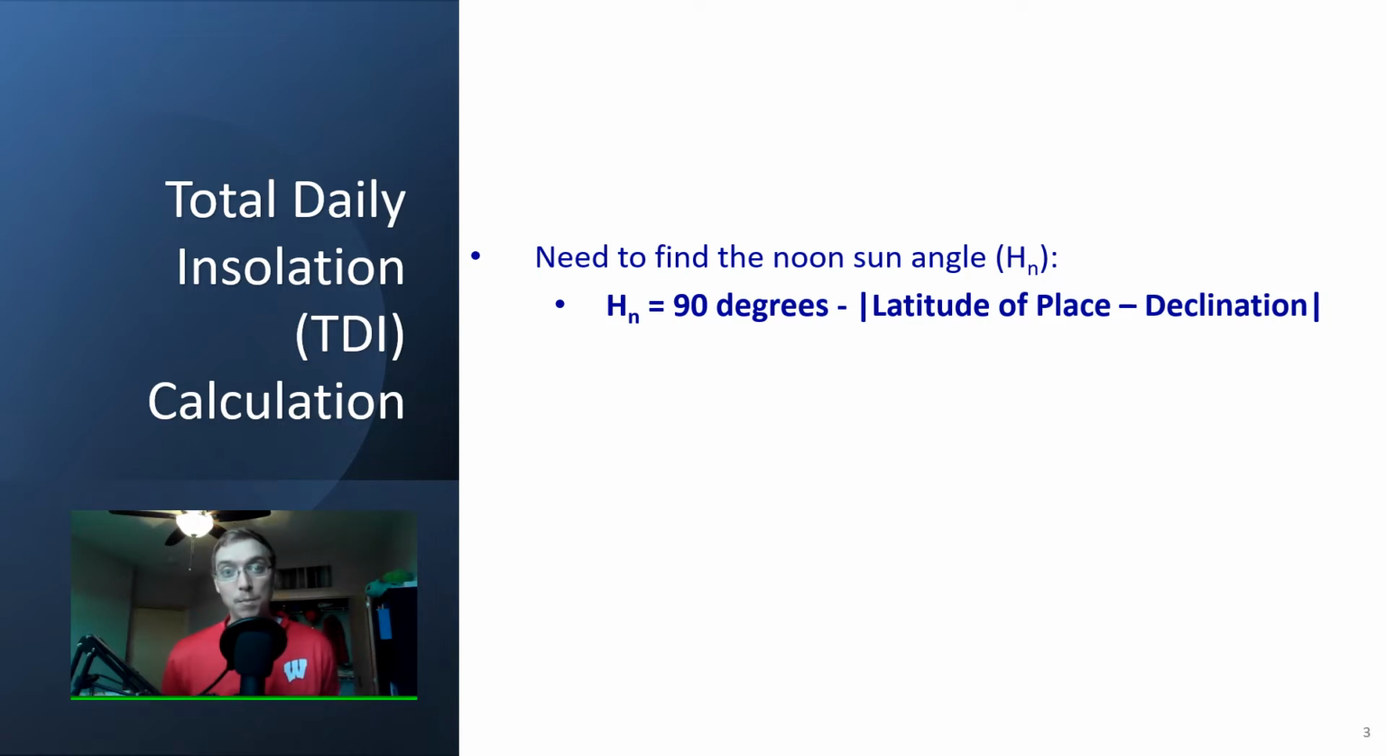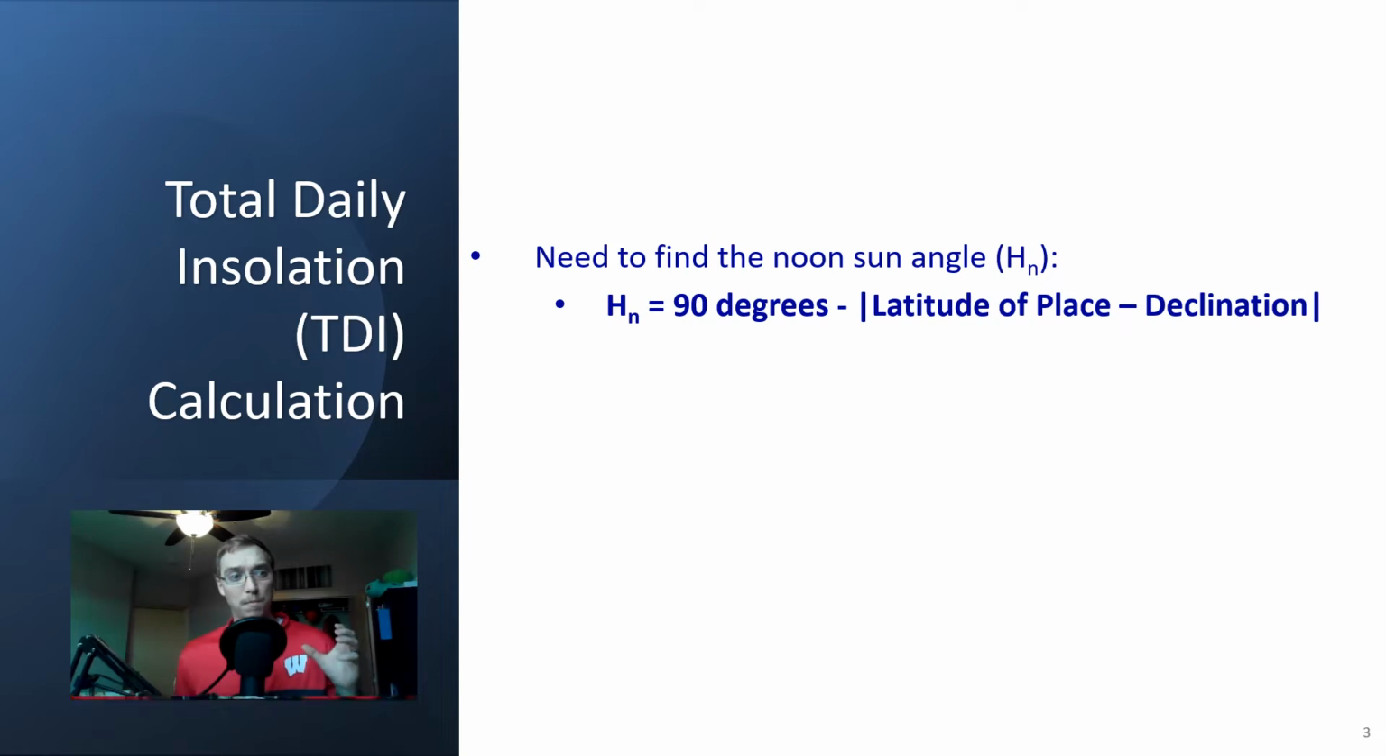The absolute value signs mean that when all is said and done, when the term within the absolute value signs has been solved, it will become positive. Another thing to think about is if you're in the northern hemisphere, your latitude of place will be positive, and if it is a time when the declination is also in the northern hemisphere, it will also be positive. Now, if it's in the southern hemisphere for the latitude of place or the declination, it will be negative. So just always keep that in mind.